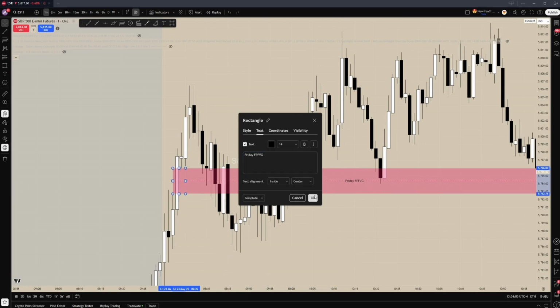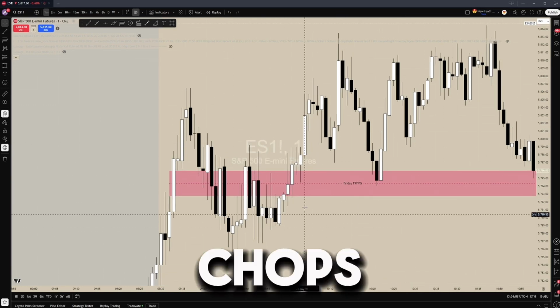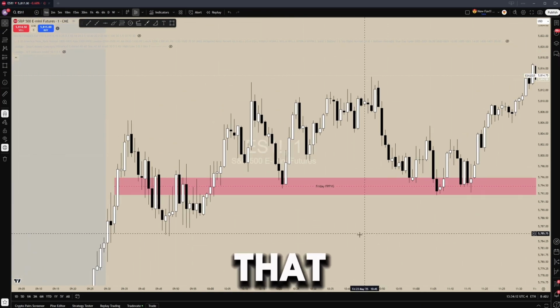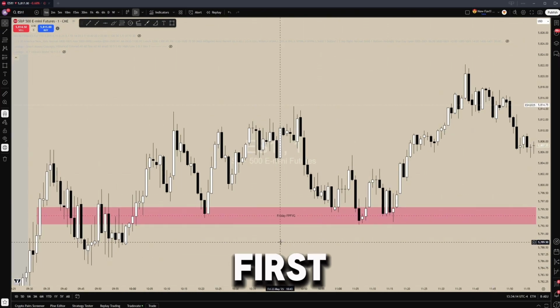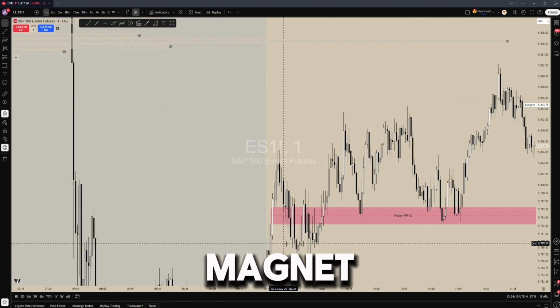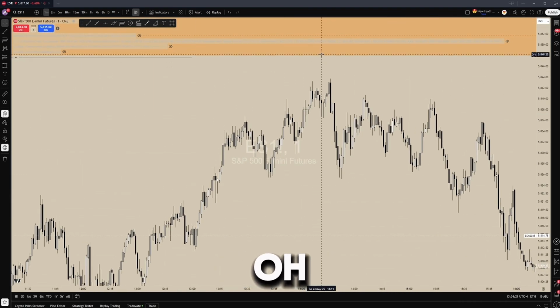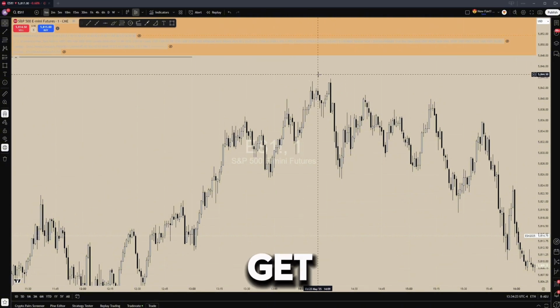See how price kind of chops around here and keeps getting dragged to it. Boom, there you go. That is a magnet. The first presented fair value gaps are a magnet. We're slowly melting up. Where are we going? What's that? What do we almost get to?